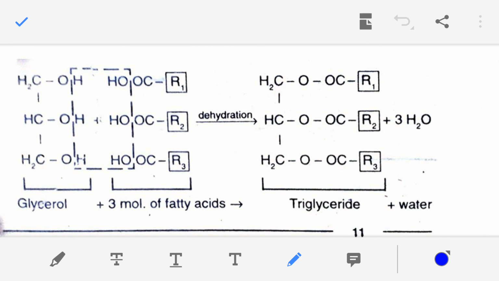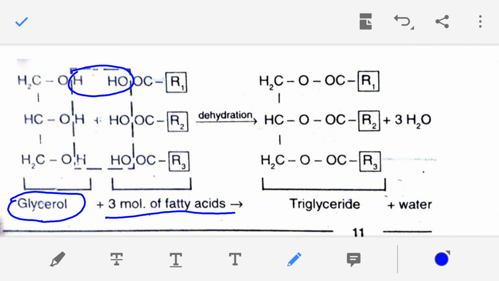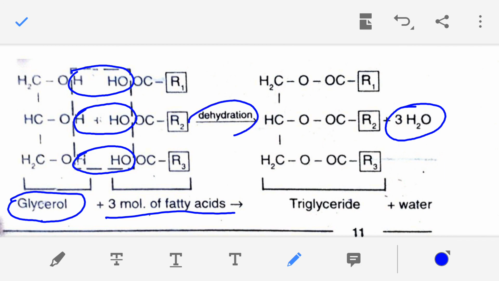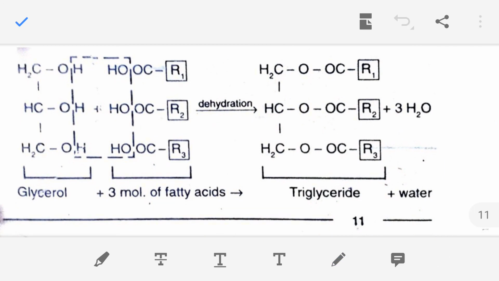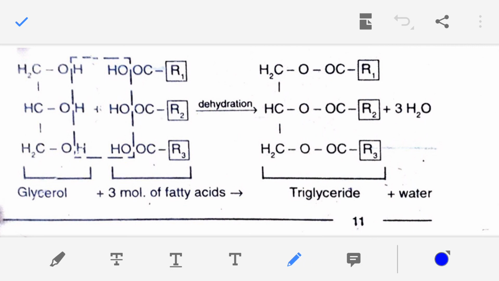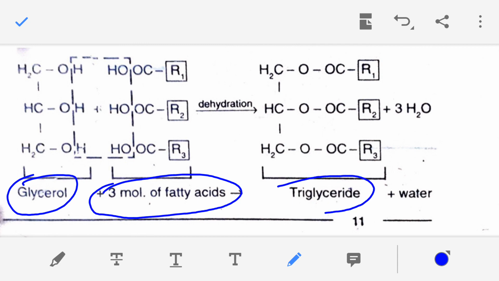So three fatty acid molecules are joining the glycerol, and three water molecules, as you can see, this one and this one, are removed. That's why over here it is written thrice H2O, and the water is removed, so that is the process of dehydration. And this glycerol now joins with these three fatty acids, and one triglyceride is formed.